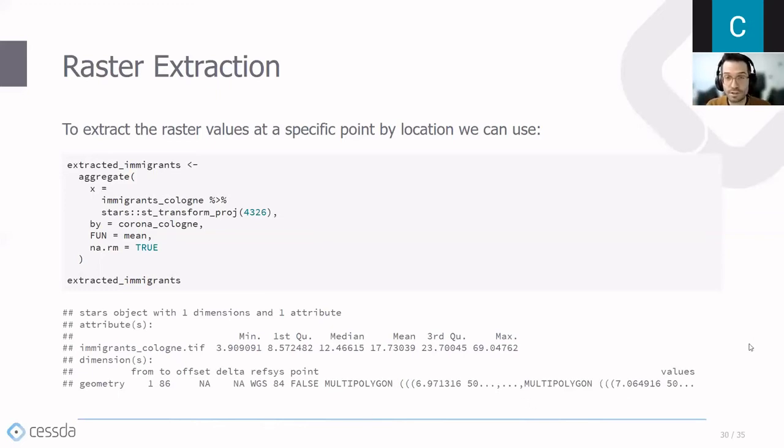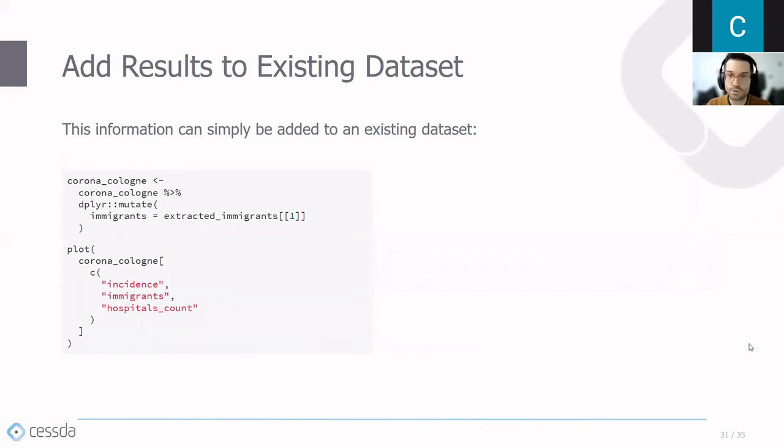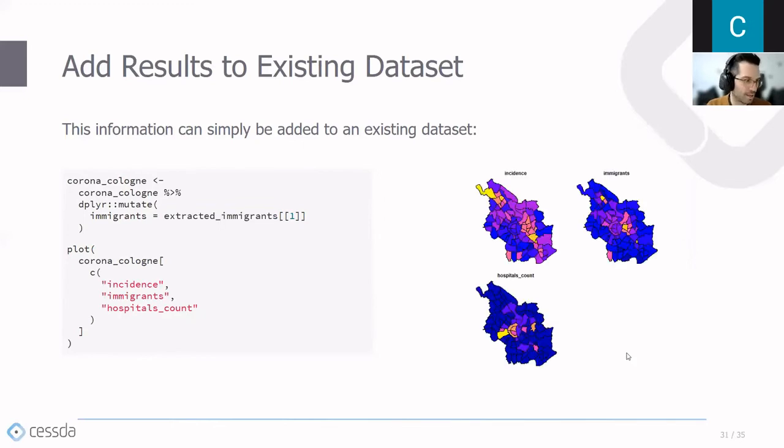But adding this information to the corona cases data set is fairly easy. Again, we would simply use the mutate function to define a new variable called immigrants. And we use the created data set and just add the first list element, because it's actually a list, to this data set. And what we then have is a new variable with the immigrant shares in each city district. And this is how it looks when you plot it again. So we have our incidences, we have hospitals, but we also have now this immigrants variable here. And again, we see that on the eastern side of Cologne, there is a higher immigrant share on the mean level as well.